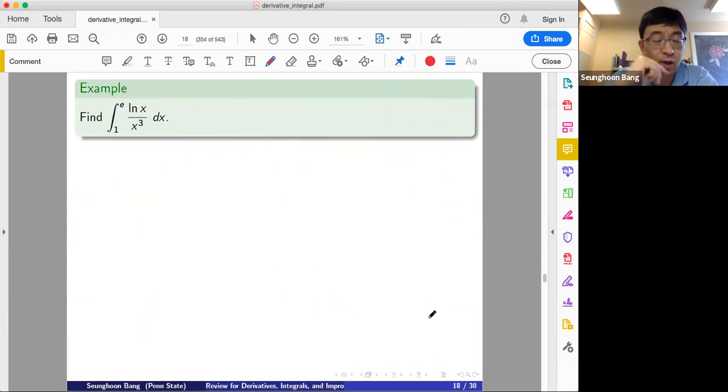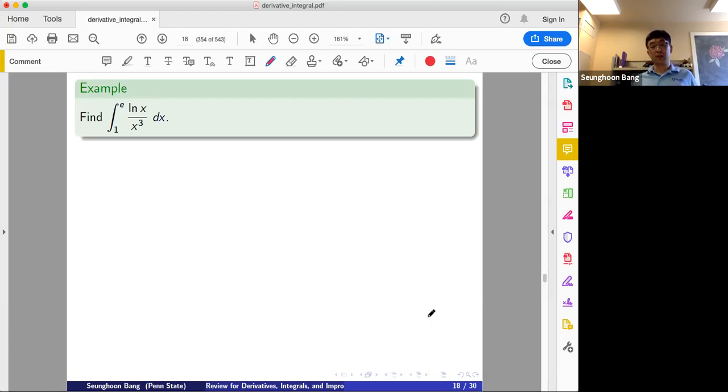This one. The next is the integral from 1 to e of ln of x over x cubed dx. How can you solve this problem? Same question: u-substitution, integration by parts, trigonometric substitution, or partial fractions. So which method do you want to use?